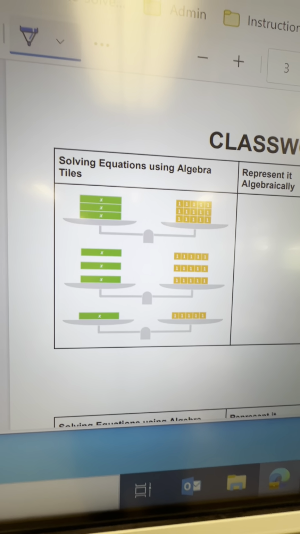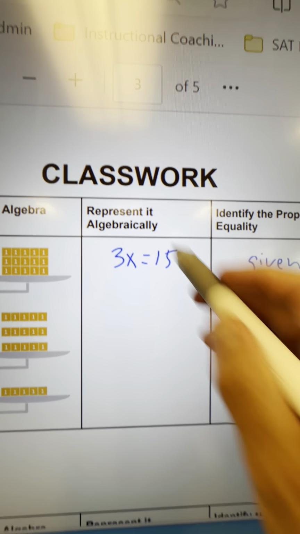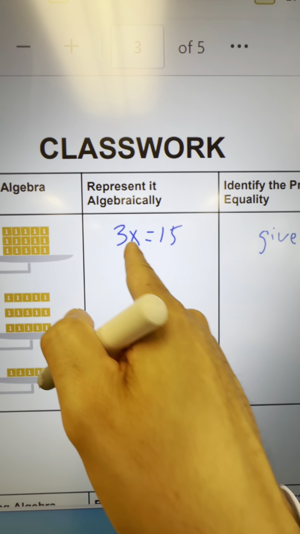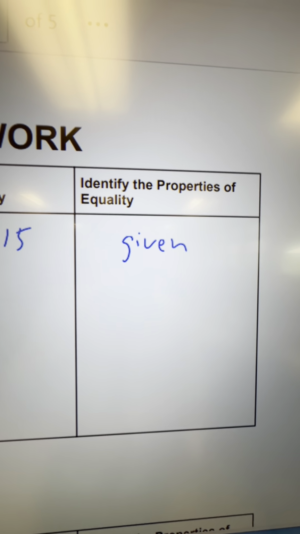All right, here we have our third problem. We're given the equation 3x equals 15. Algebraically, again, that just means you're not using pictures. 3x equals 15 is a given equation, and that's what I'll put for my property. I'll put down it was my given equation.